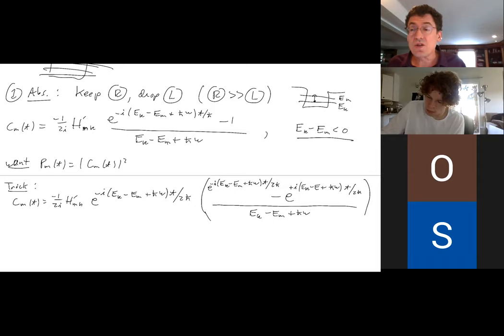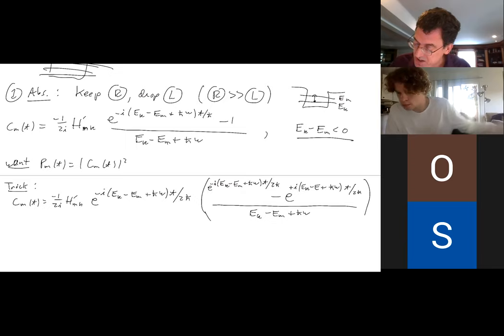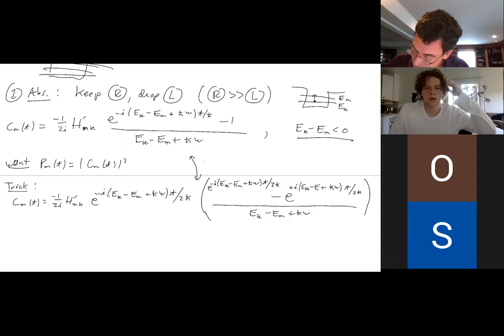So it looks worse, but it's the same. This is the same C_m of t. I want you to see that. So these things are the same, but I just did a math trick. I just pulled out that exponential factor. I hope that you guys can see that. If you can't, ask a question.